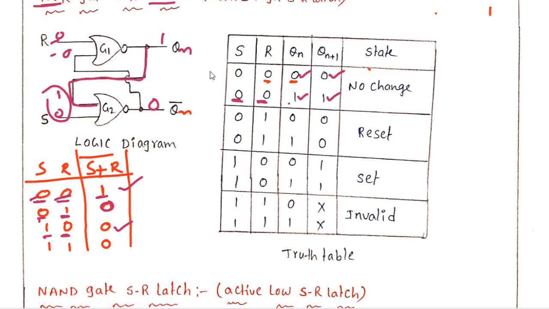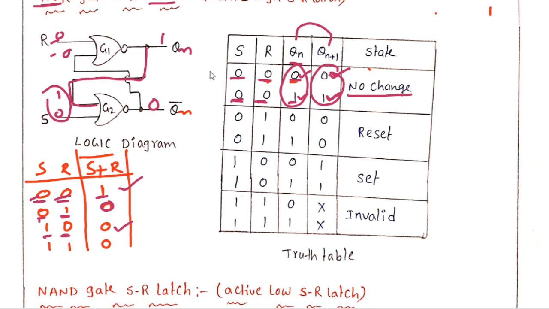So what did you understand? Input is 0 0, my previous output is 0, my next output is also 0. Previous input 0 0, I'm assuming my past output is 1, my next state output is also 1. So I can say that the next state output is the same as the previous state output. That's why it is called a no change state.